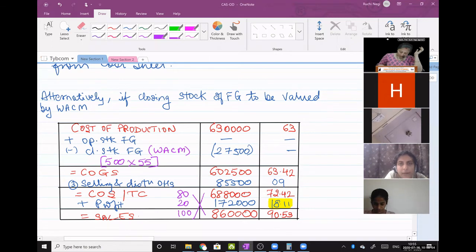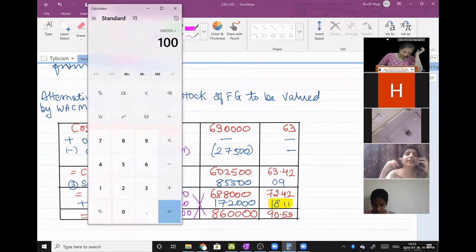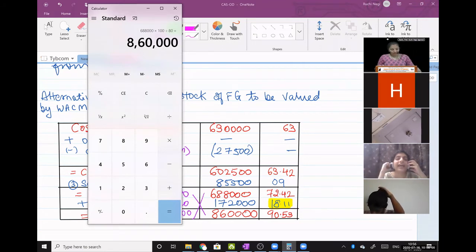Okay. So 6,88,000 into 100 divided by 80. So my sales is 8,60,000. Selling price minus cost price, 6,88,000. 1,72,000 is my profit. Okay.